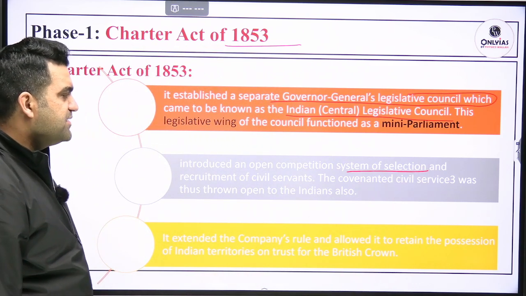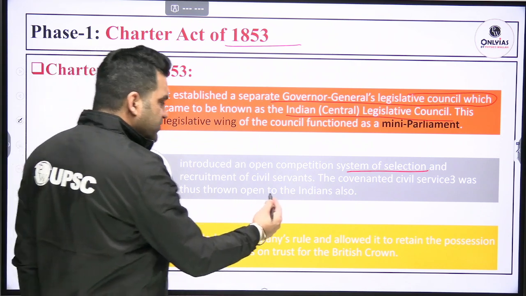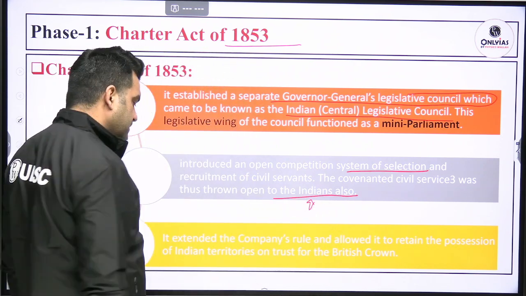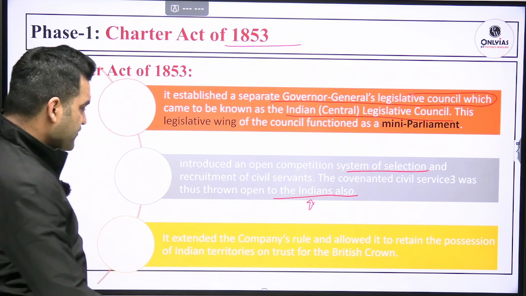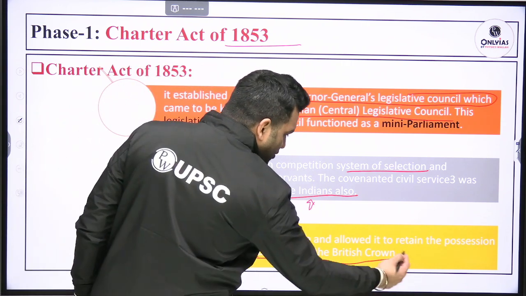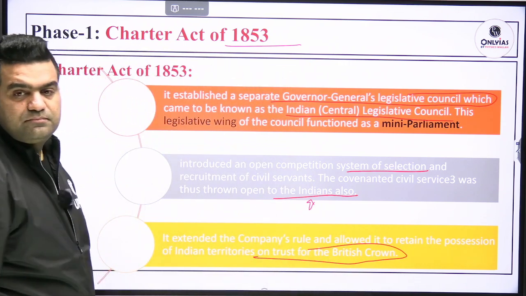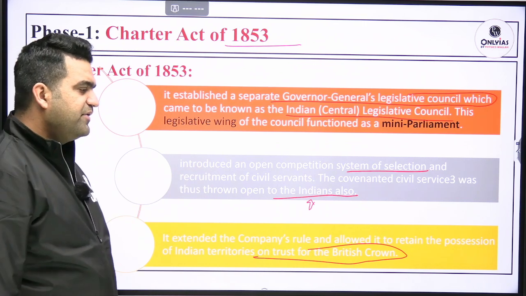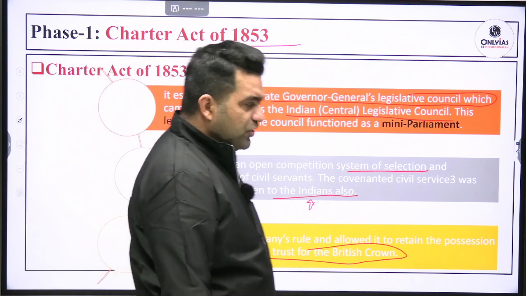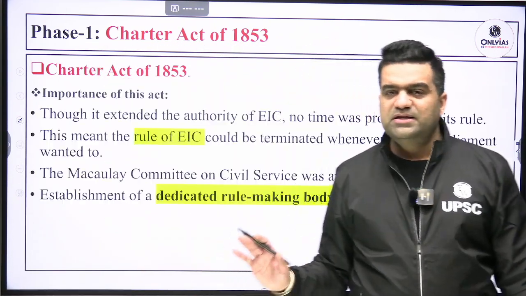The covenanted civil services was thus thrown open to the Indians also. It extended the company's rule and allowed it to retain the possession of Indian territories on trust for the British Crown. Right? This white text is not visible. I'll take care of it next time. So 1853, phase 1, is over now, right?